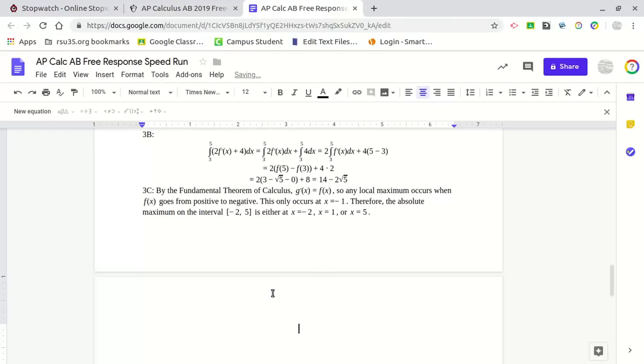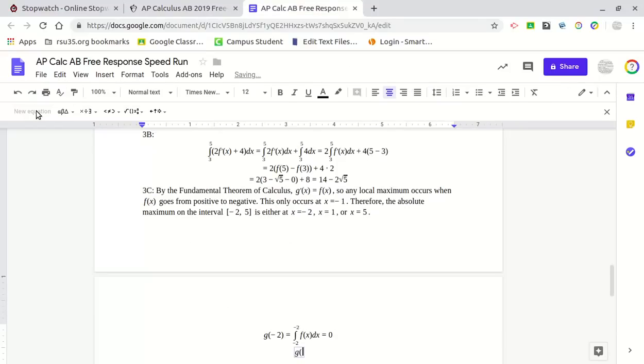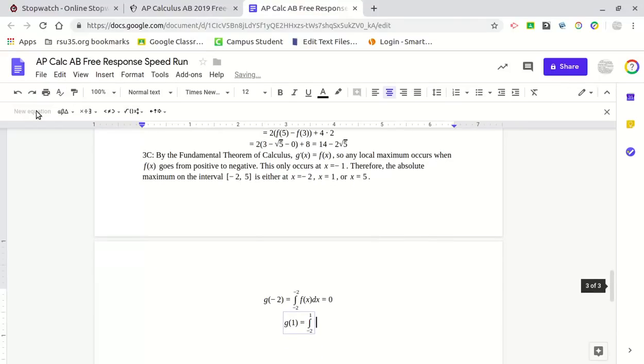Okay, so I guess I just need to evaluate the integral at all of those points. The integral from -2 to -2 of f of x dx, which I should clarify, that's g of -2. Hopefully it's obvious that's 0. So g of 1, okay, g of 1 is the integral from negative 2 to 1 of f of x dx. I'm going to split this up into negative 2 to 0 of f of x dx, and then 0 to 1. The reason I split that up is because I already did this.